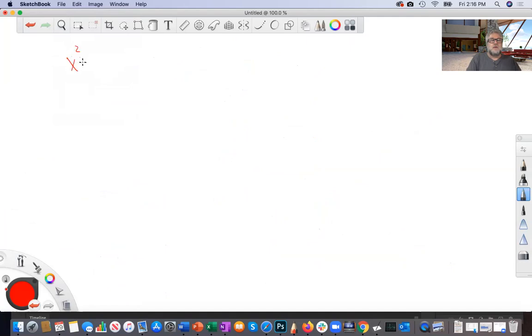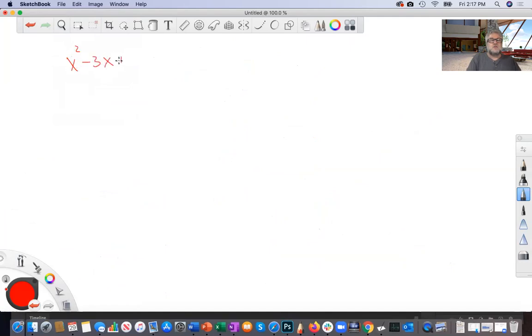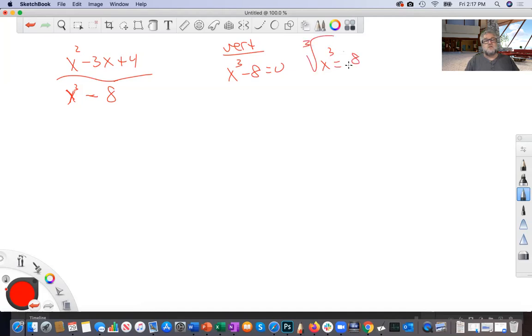x squared minus 3x plus 4 over x cubed minus 8. How's that? So for the vertical asymptote, I set the denominator equal to 0. Move the 8 to the other side. Take the cube root of both sides. And the cube root of 8 is 2. So this is going to have a vertical asymptote at x equals 2.